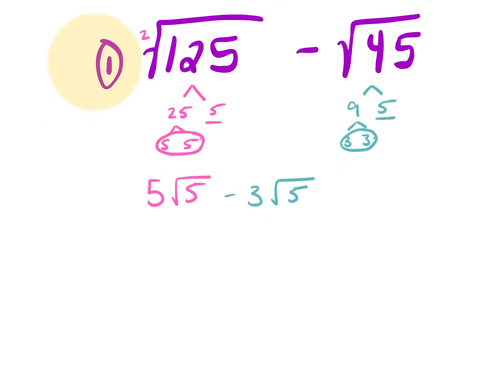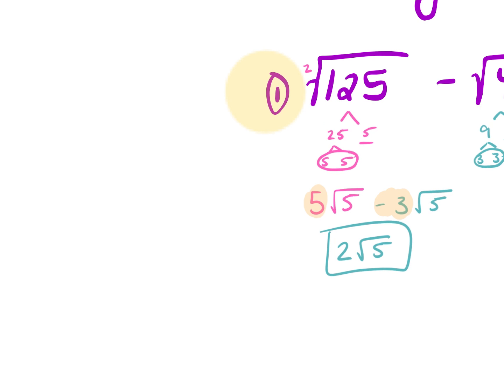So here, can we combine them together now? Yeah, so we just add or subtract the whole numbers out front. Here we're subtracting them. So it's 5 minus 3. Awesome. So it'll be 2 square root 5. And the square root part just stays the same.